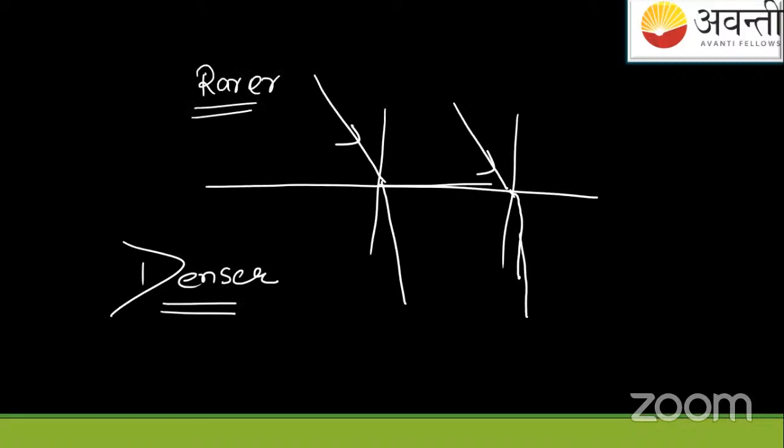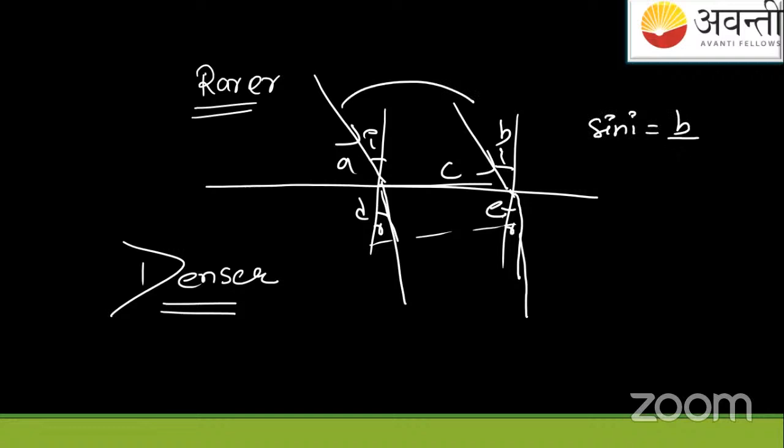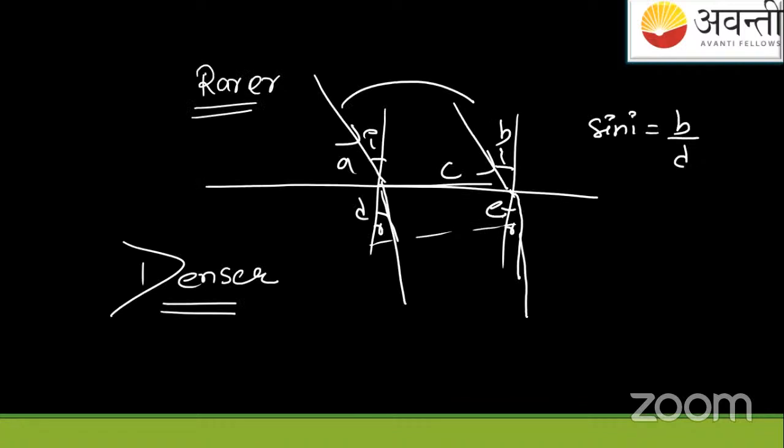And if we see the ABCD distances, A, B, C, D, it is A, it is B, it is C, it is something D here. And E is given by this. So simple, students, if I assume the angle I here, R here, similarly here also I, R. Why? Because both the rays are parallel. I'll get sine I is equals to B by D.